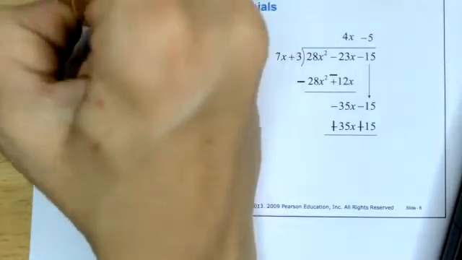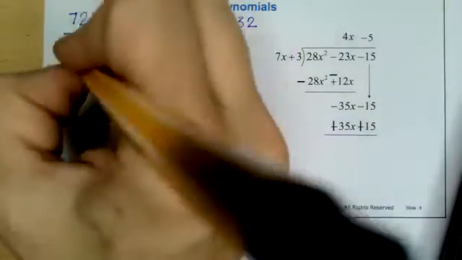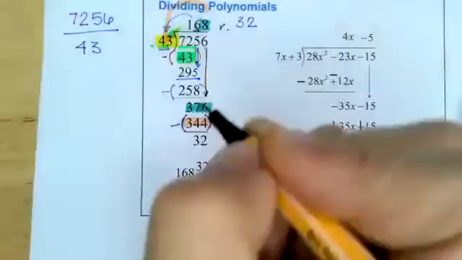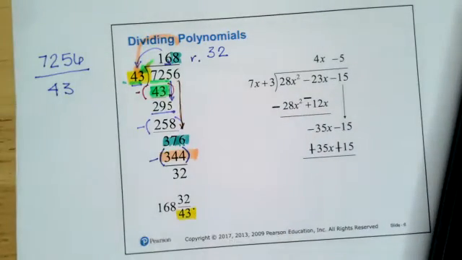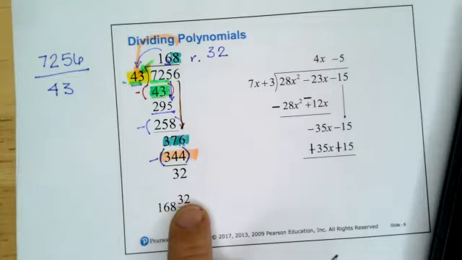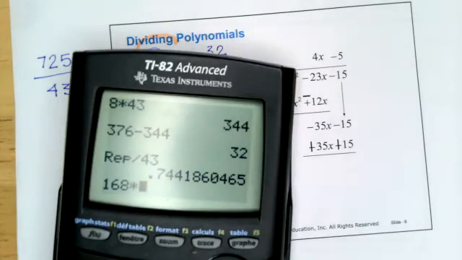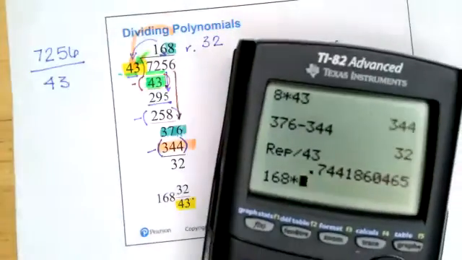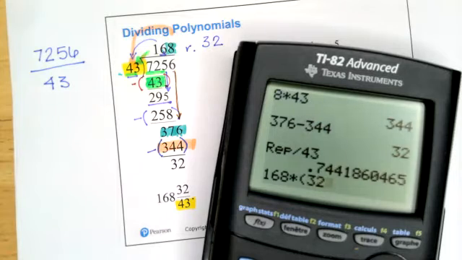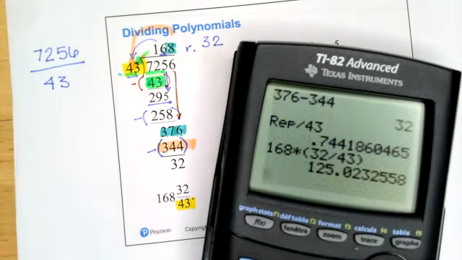But vertically, what it would look like is 7,256 is being divided by 43, right? So what we get is that it goes in 168 times, but then you have 32 left over. And so you divide it by that same 43. 168 times 32/43 looks like this. Okay.